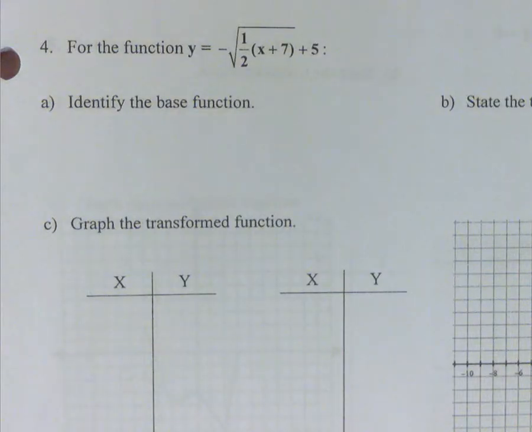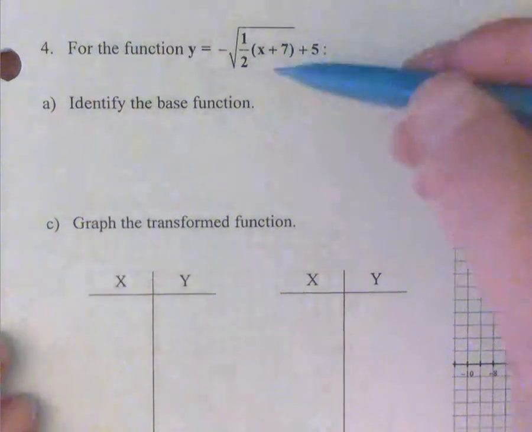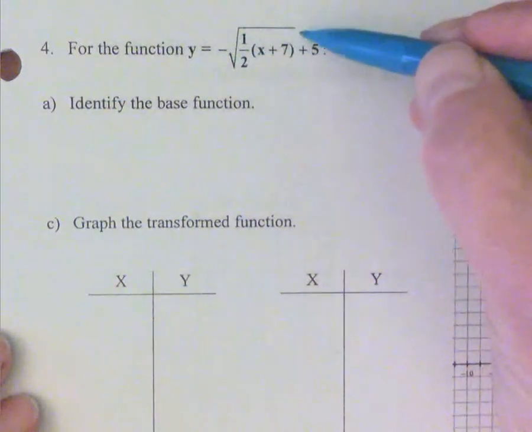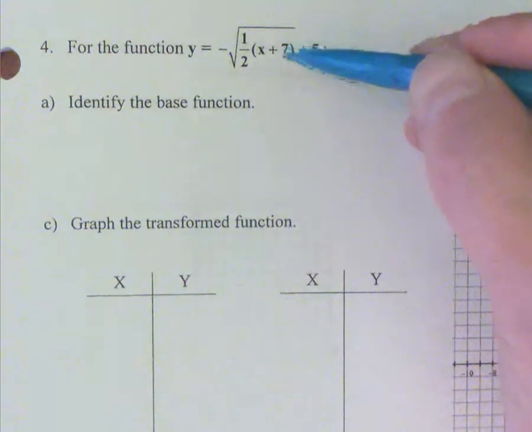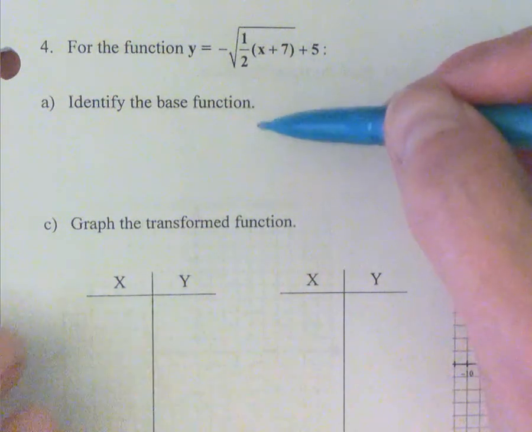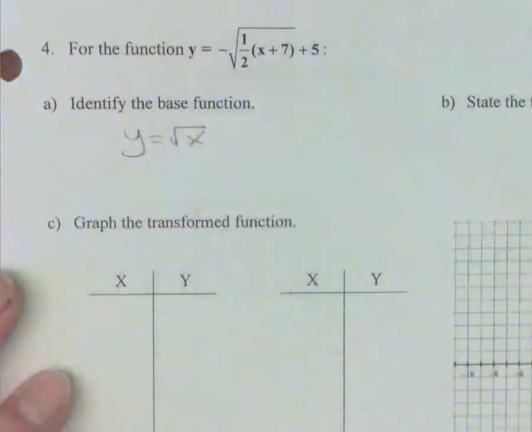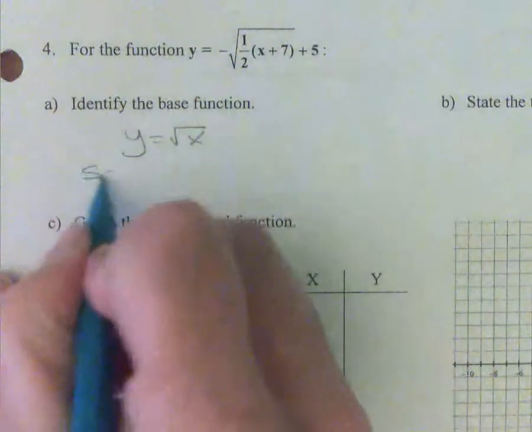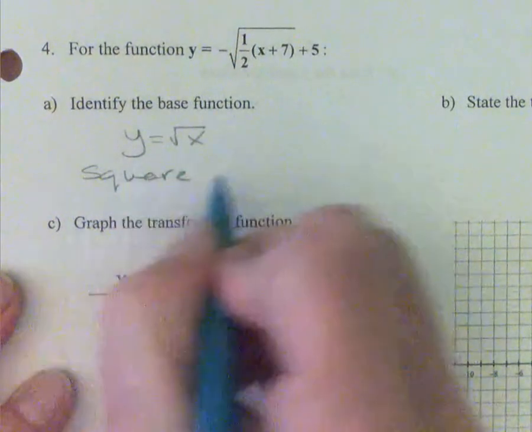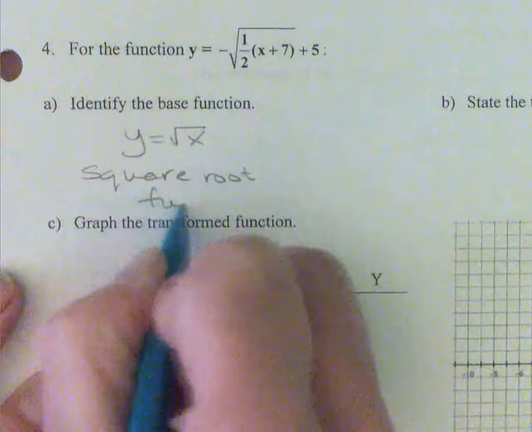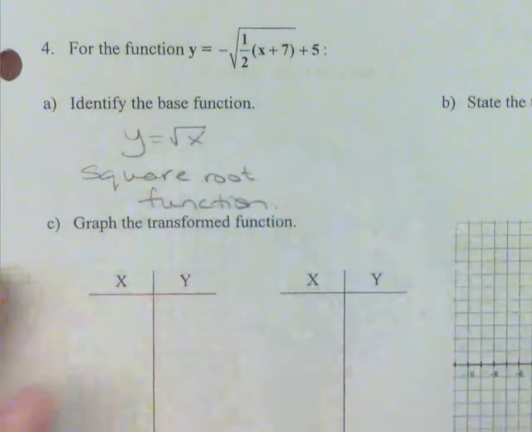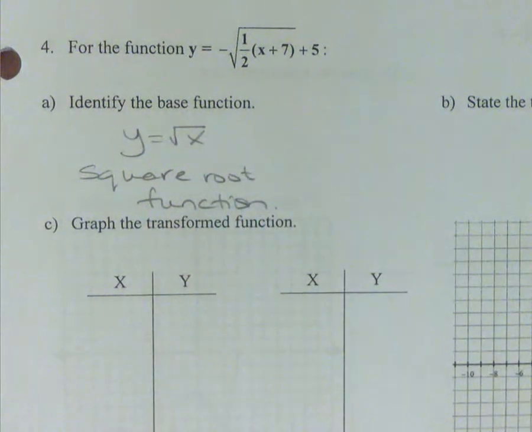Okay, if we look at this function and we look at what's going on right here, this would indicate what type of function it is. So we're trying to identify the base function. We can say that it would be y is equal to root x because that would be a square root function. And same idea as before, what happens on the outside will affect y, and what happens on the inside of the square root will affect x.